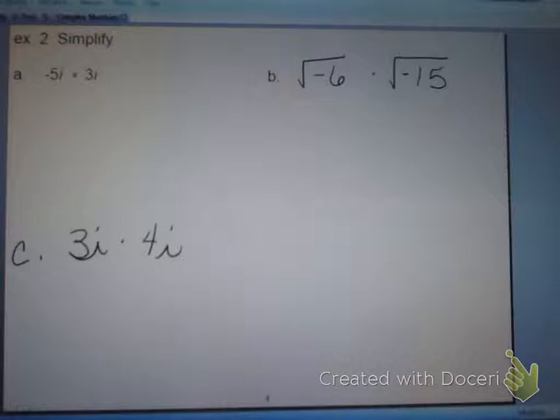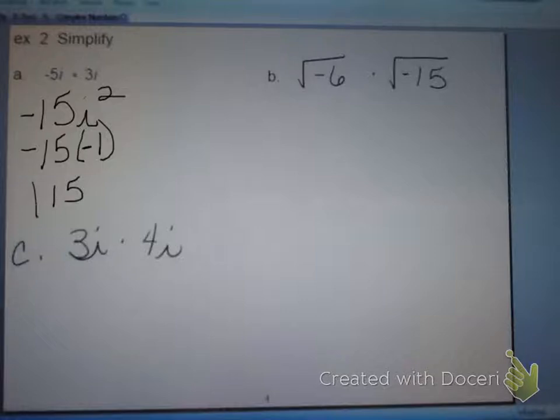Example 2, -5I times 3I. We're going to multiply our constants together. -5 times 3 is a -15. I times I is I squared. Now I squared is -1, so we're going to replace it with -1, and then multiply -15 times a -1 is a positive 15.